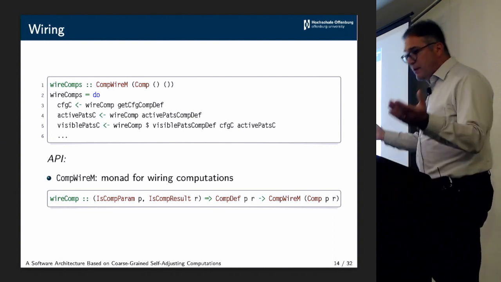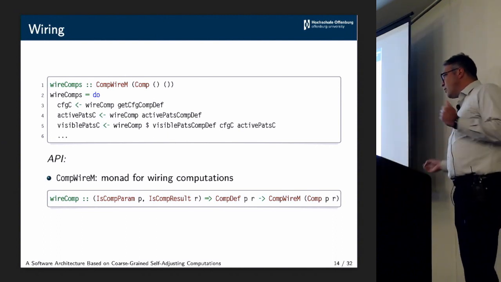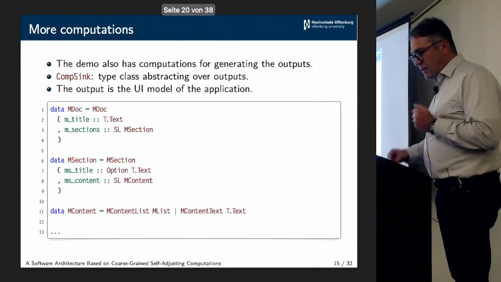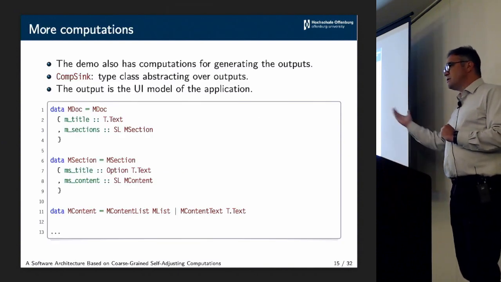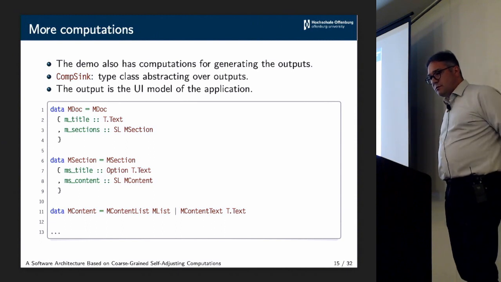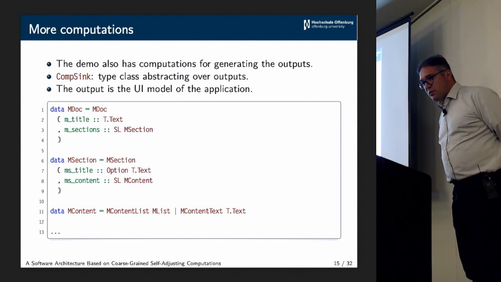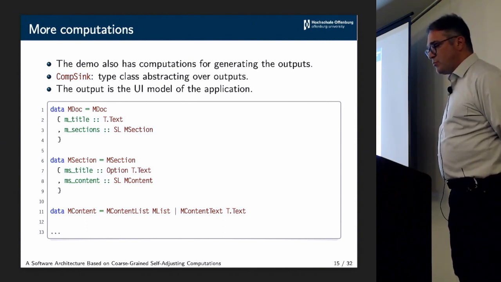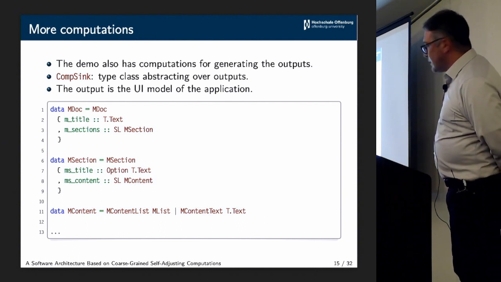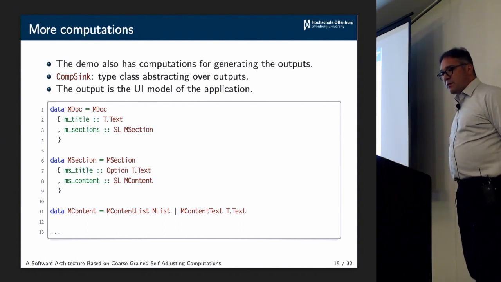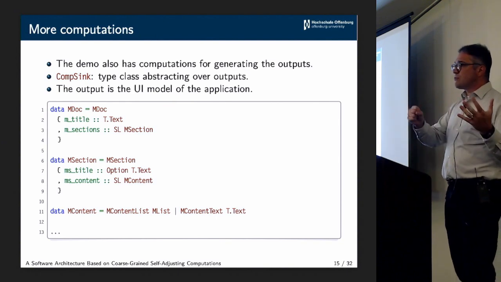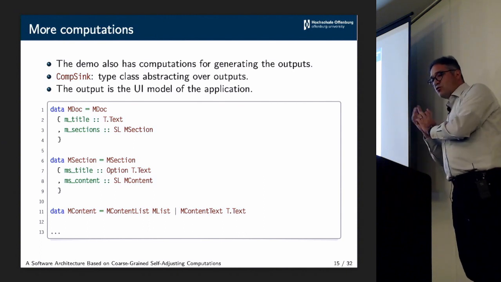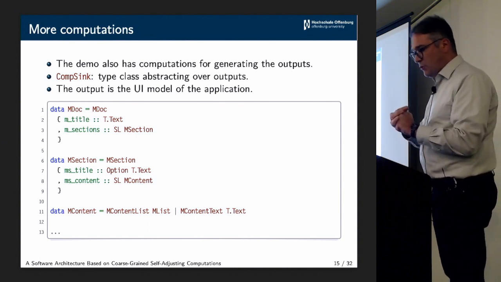Okay, so that's basically how the framework in general works. For the demo, there are also some computations for generating the outputs. I've omitted these because it would be too long and probably also too boring. And there is also a type class called compsync, which is abstracting over the outputs. So we have abstraction facility over different input sources, and there is an abstraction over different kinds of outputs.